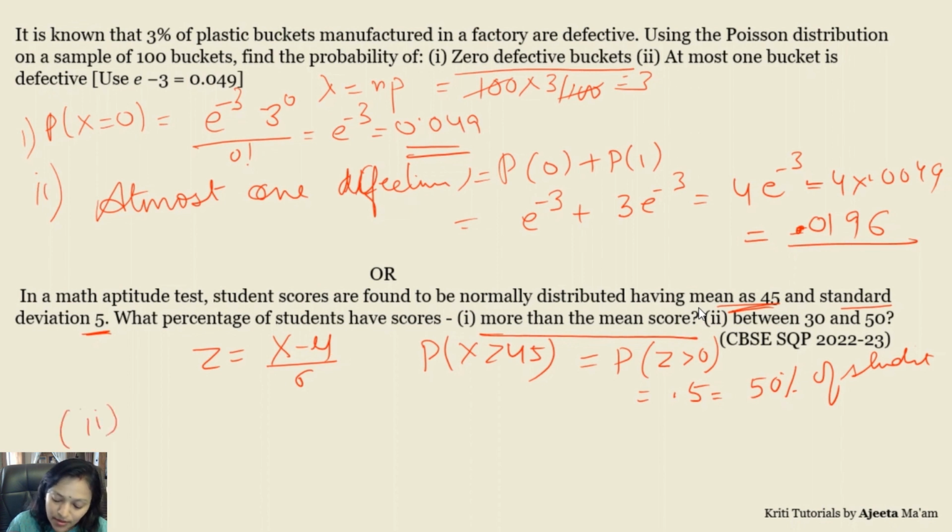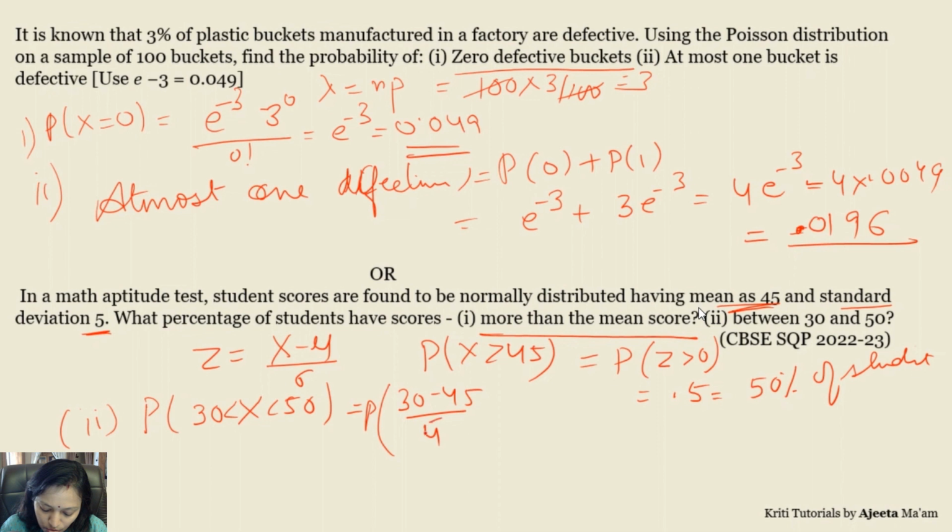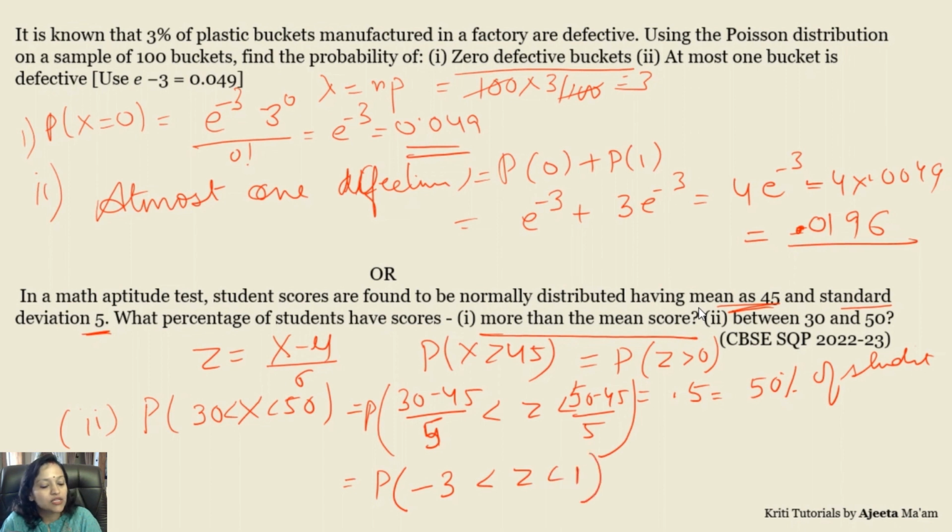Now for the second part, between 30 and 50. So P of x between 30 and 50. For 30 we will calculate the z score and for 50 also we will calculate the z score. You can calculate this here itself, students. Okay, then also your marks will not be deducted. So what do we have here? 30 minus 45 is minus 15, so we get here minus 3 and here we get 1. So between minus 3 and 1.